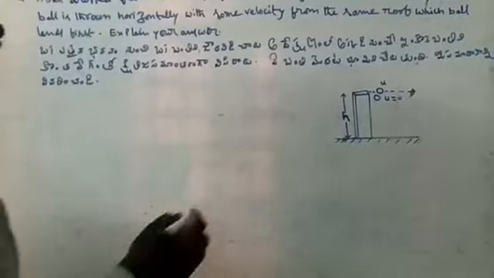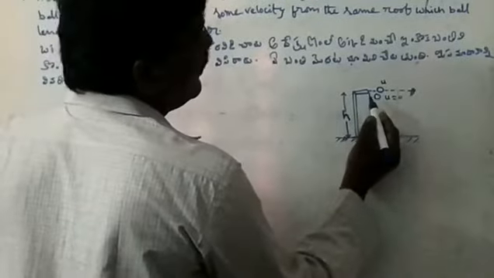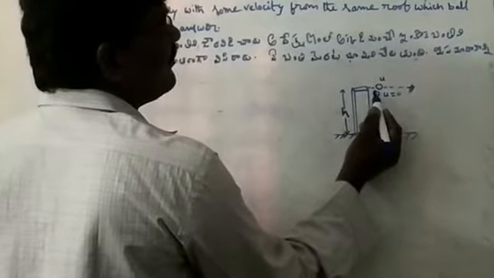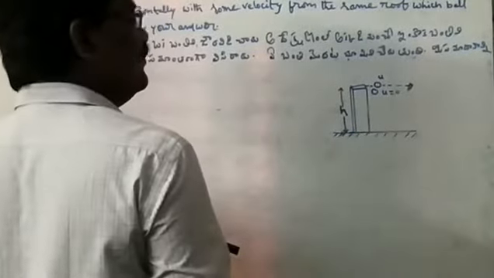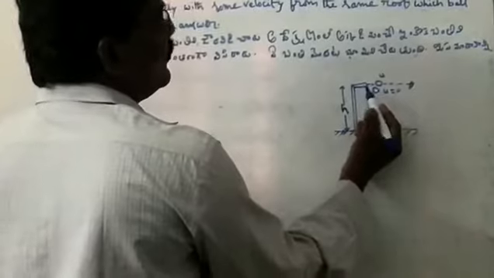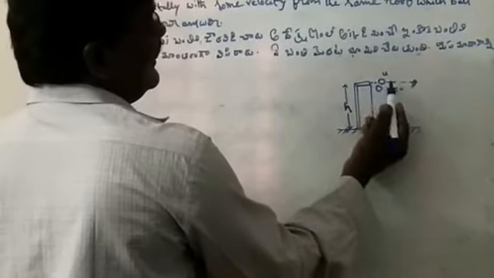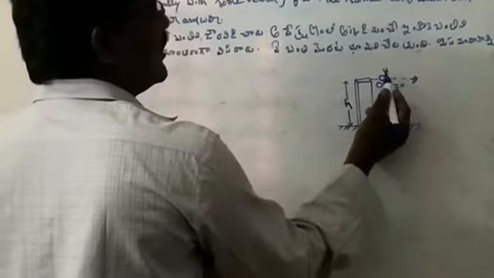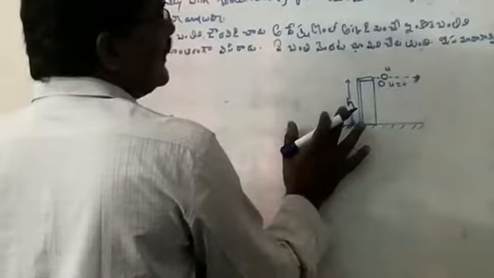Consider a ball dropped from the top of the building. That means its initial velocity u is equal to 0. Another ball is projected horizontally with some velocity u. The height of the building is h.